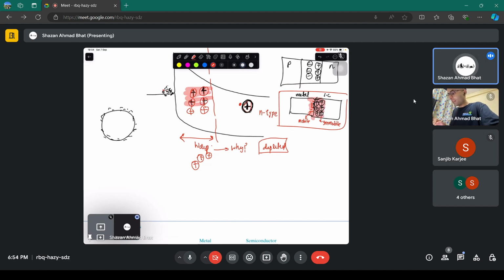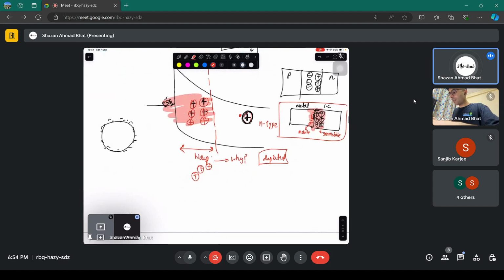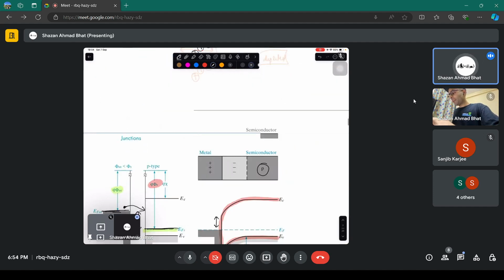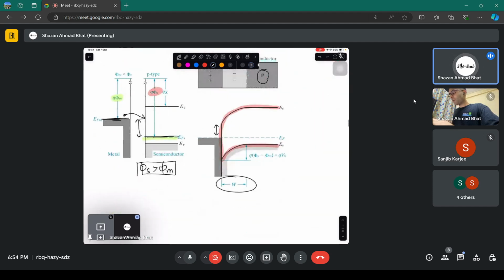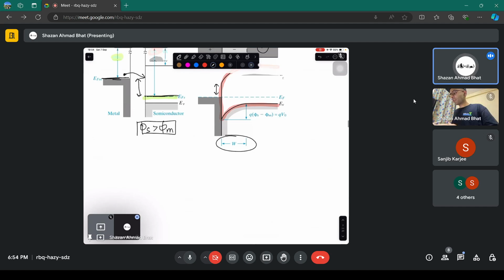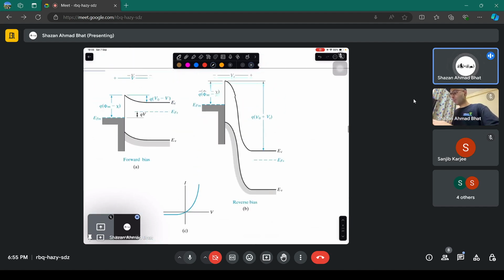That's what the scenario here is actually, and that is why in this case you have the positive ions, you have the electrons. In this case also you have the opposite band bending, but you have the depletion region here. Okay, so that is going to be our topic of concern. What is going to happen when we connect different semiconductors to the metal, and when do we call it a rectifying contact and when do we call it an ohmic contact.